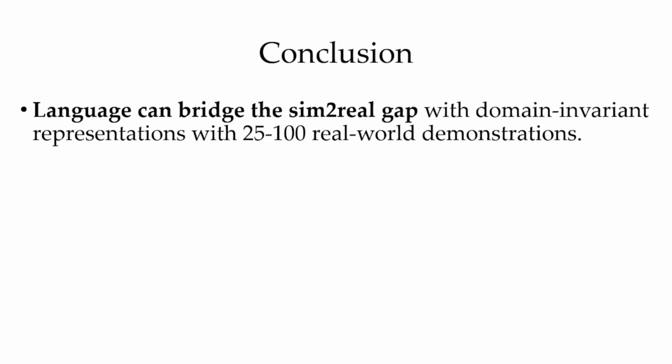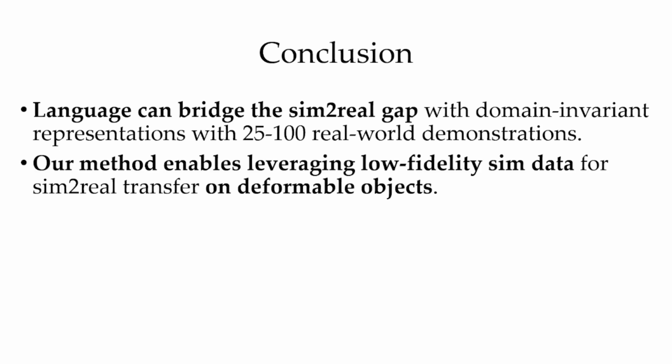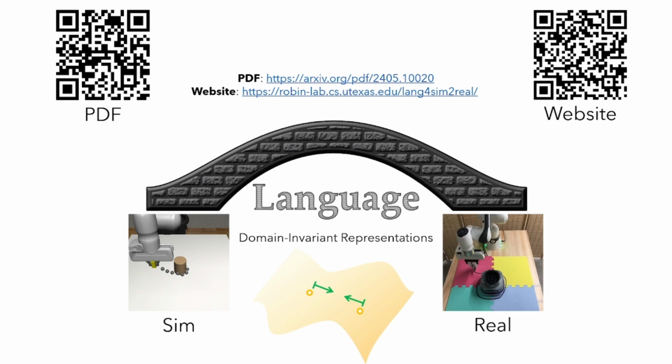To conclude, language can bridge the Sim2Real gap with domain-invariant representations, allowing us to outperform all baselines with only 25 to 100 real-world demonstrations. Our paper also has sim-to-sim results where the same trend holds. Our method outperforms all baselines on tasks with deformable objects, opening the door for language to leverage low-fidelity sim data for Sim2Real transfer. Thanks for watching.